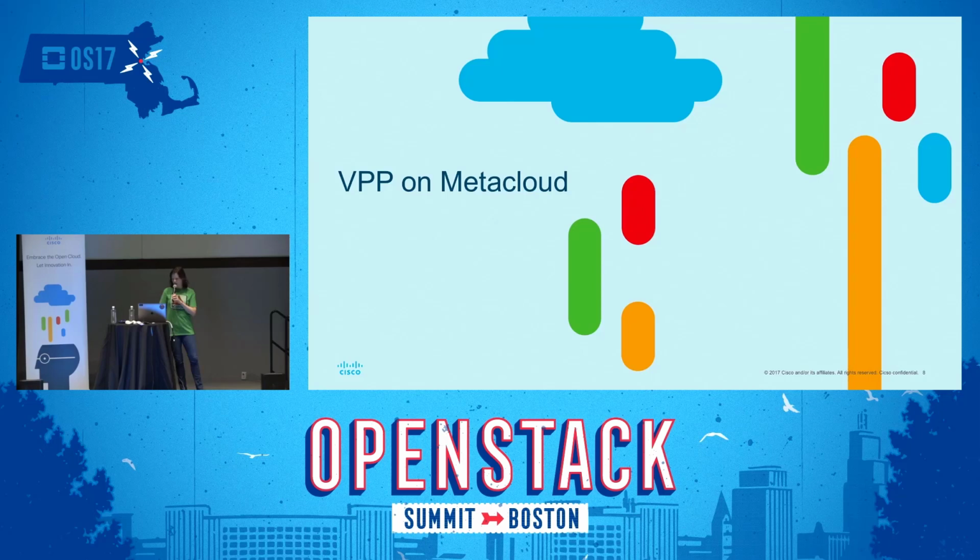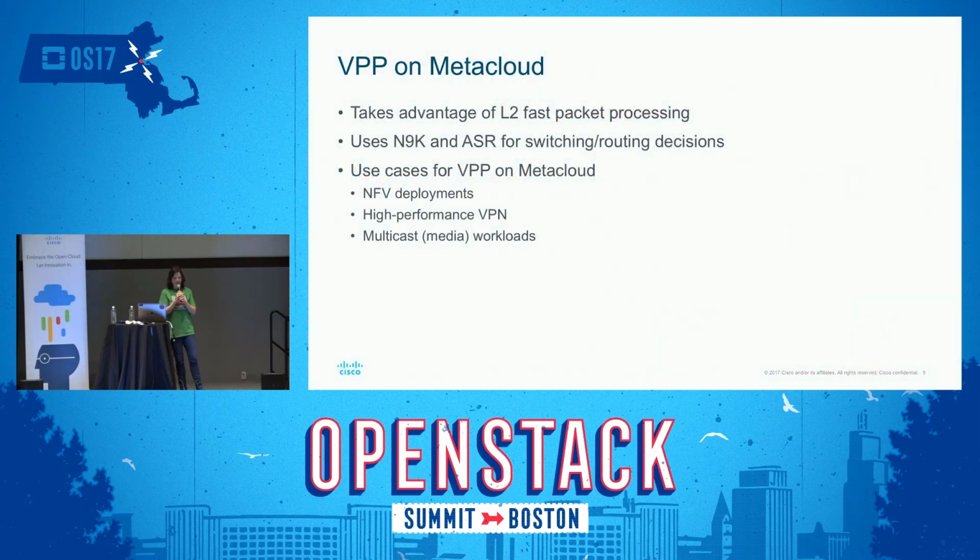So let's talk about VPP on Metacloud. What does it buy us? It allows Metacloud to take advantage of L3 fast packet processing. In the case of Metacloud, we use the N9K and the ASR router as hardware platforms to really speed things up. But we use VPP for the packet processing. And the use cases for VPP on Metacloud are for NFV deployments, high-performance VPN, and media workloads.